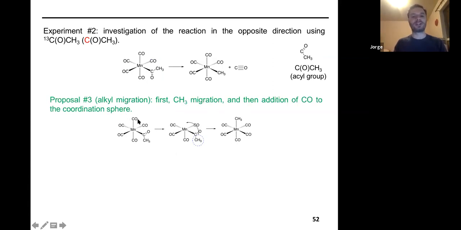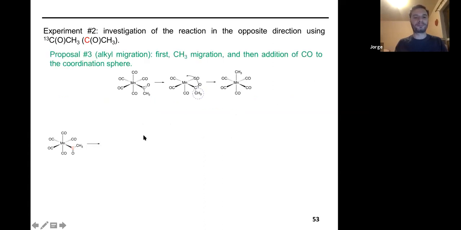So first, one of the CO ligands is lost, creating a vacant site that the methyl part of the ligand will migrate to, and that produces the hexacoordinate complex. Remember that we are using labeled carbon in that position. Okay, so again here I'm showing the labeled carbon in red.